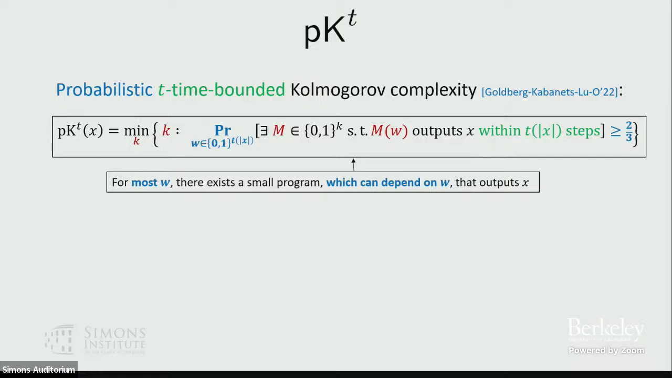Question. Is there some reason why the length of W and the number of steps is the same? I'm just assuming here that the length of M is K. I'm assuming the running time is T. No, you said W is T of length of X steps. And you also want M of W to output X within T of length of X steps.